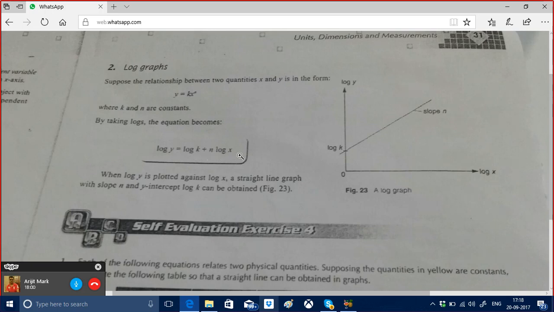And then you can plug in the value of x one by one. Suppose that x equals 0, then the first value will be log k. So 0 comma log k will be your first point. That's why you can see that your graph starts from 0 comma log k. And then as usual, one by one you can plug in your values, and you will get your straight line graph over there. And here you can see that your slope will be n.